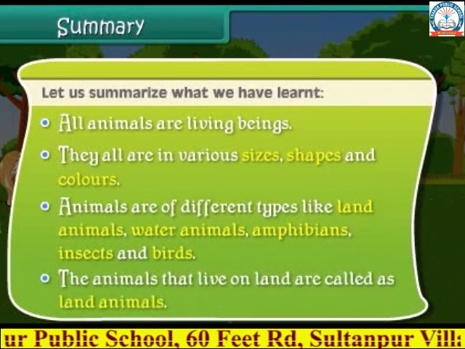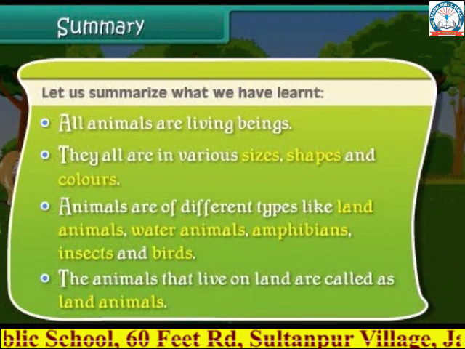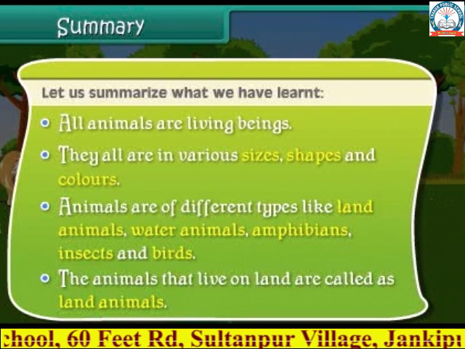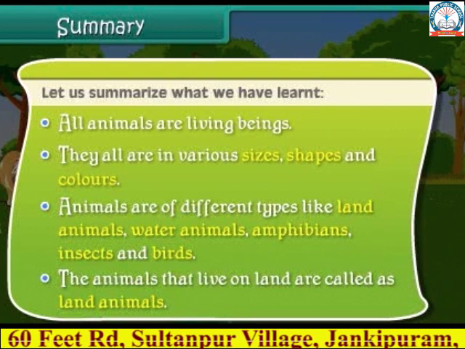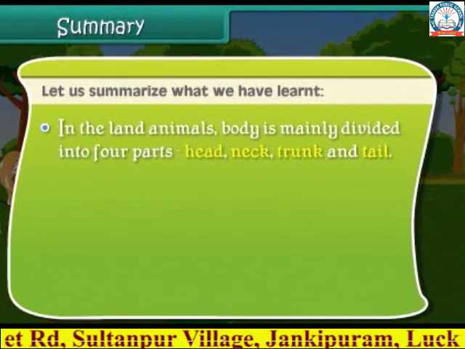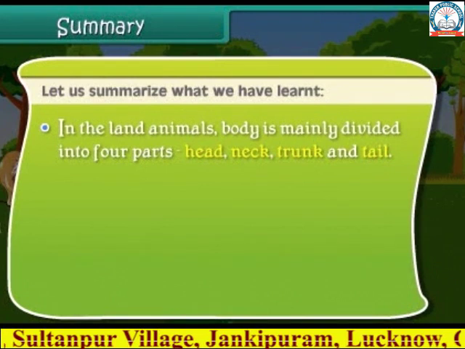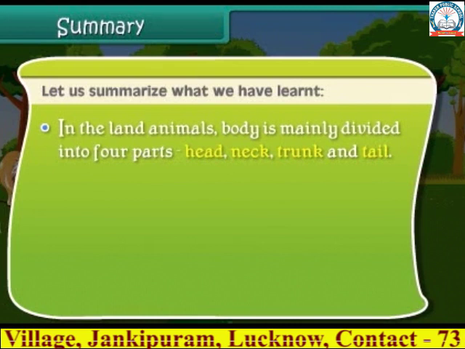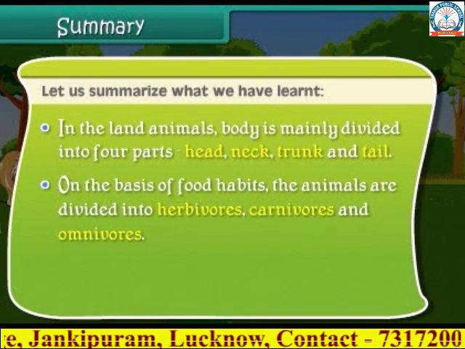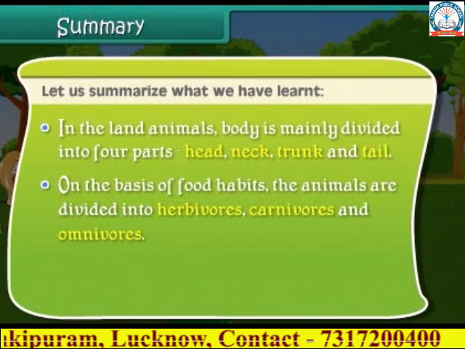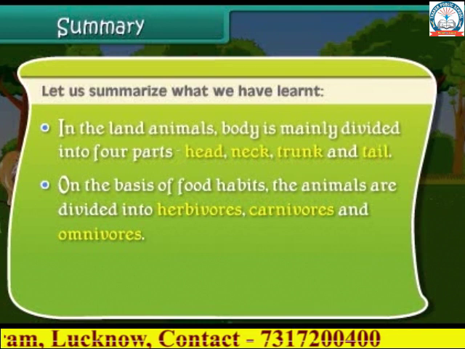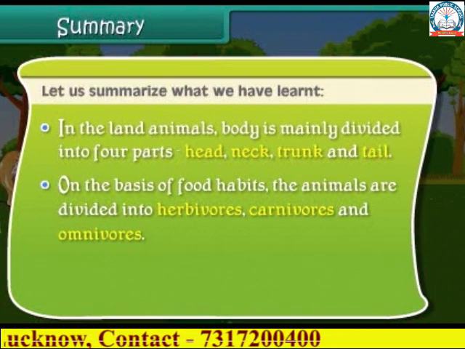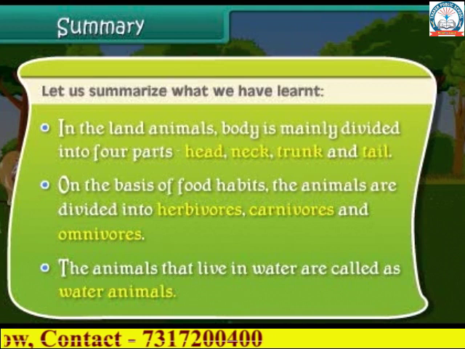The animals that live on land are called as land animals. In the land animals, body is mainly divided into 4 parts: head, neck, trunk, and tail. On the basis of food habits, the animals are divided into herbivores, carnivores, and omnivores. The animals that live in water are called as water animals.